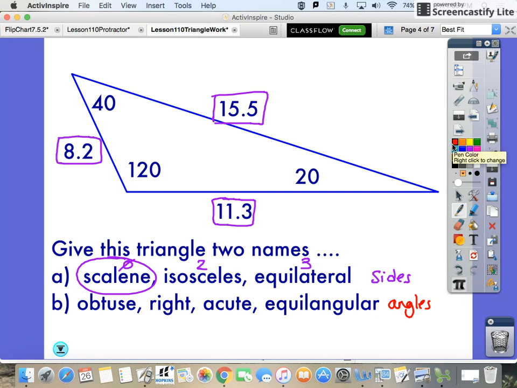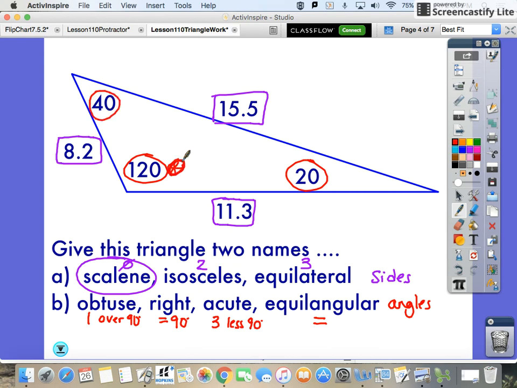The second thing is based on angles. So obtuse means that there's one that's over 90. A right triangle means that there is exactly a 90-degree angle. Acute means that there are 3 less than 90. And equiangular means they're all equal. So if we look at these, I just saw this one right away. If there's 1 over 90, we automatically know it's obtuse. But we could circle these also. But because this one is over 90, we know it's obtuse. So this is a scalene obtuse triangle.